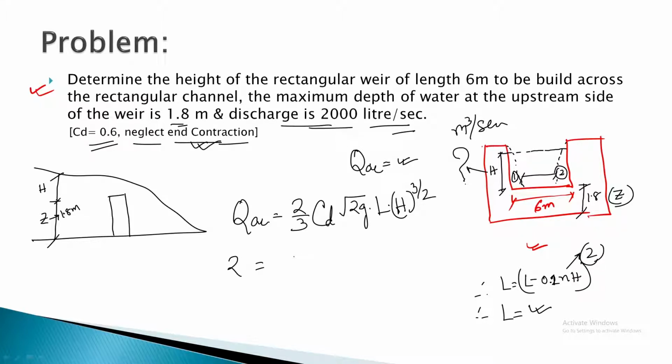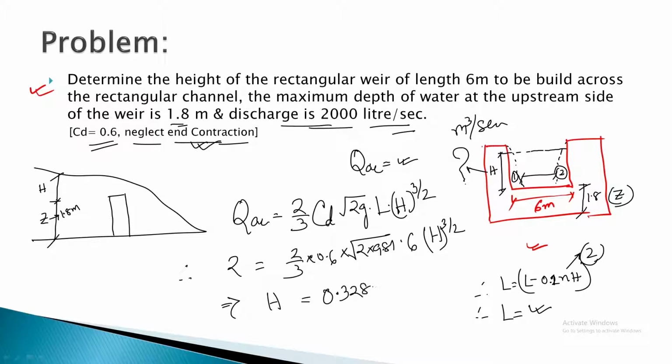So 2 equals 2/3, we are just putting the values. Cd is 0.6 and root 2g, 2 into 9.81, and L is 6 meter and h to the power 3/2. Except this value h, we know all the values, right? So ultimately the value of h will be 0.328 meter as per my calculation. You can also cross check.